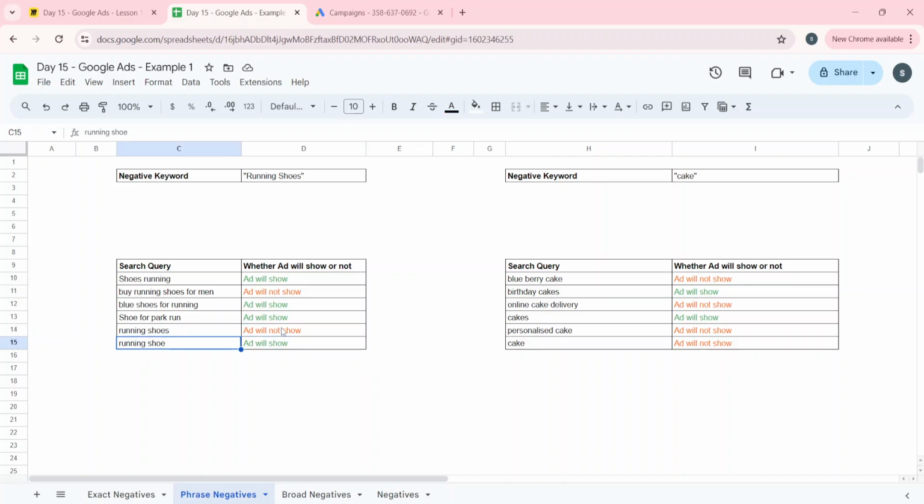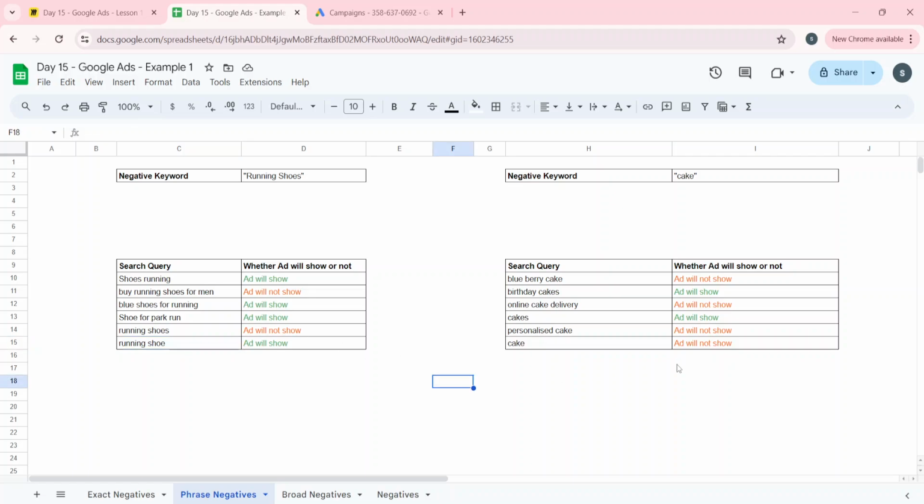And in the last example, obviously it is a singular form of this keyword, so your ad will show. As I said, those behaviors, I mean the plural forms, meanings, all those close variants, are not applicable to negative keywords. They are just words, that's it.